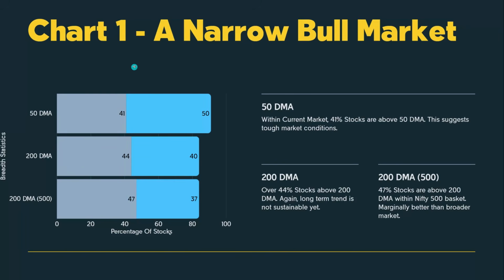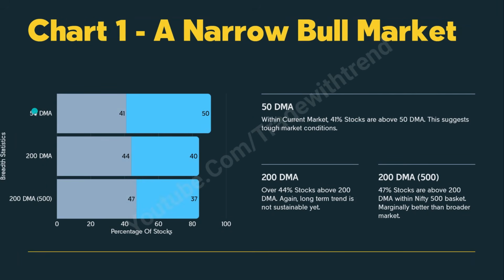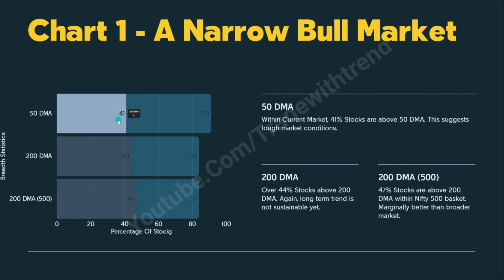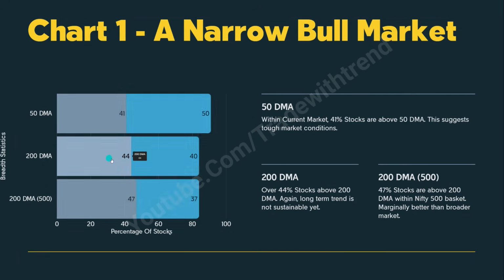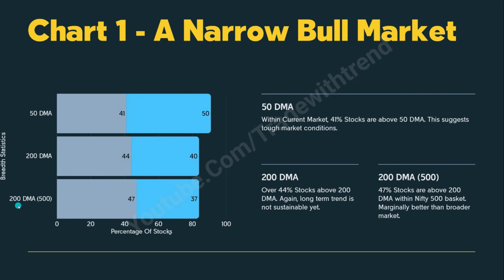First chart that I'll pull out is a chart that defines a bull market currently, which is a narrow bull market. Now, let me explain this. You'll see two numbers here. This is 41 and 50. Here you see 50 DMA. So this is 41% of stocks in the market are above 50 DMA, 44% of stocks are above 200 DMA, and 47% stocks in our market in Nifty 500 index are above 200 DMA.